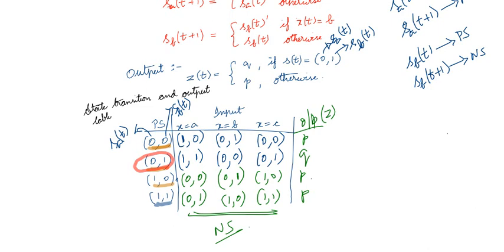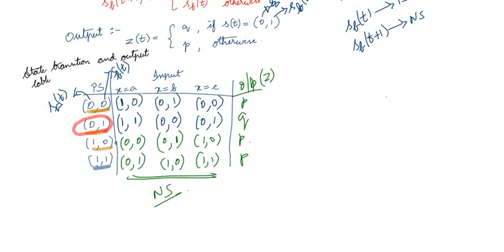Now we move into the state diagram. State diagram is very simple. We have to convert the table to the diagram. How many states are there? 4 states are there. 0, 0 is one state, and corresponding to 0, 0 the output is P. Remember, it is a Moore circuit where output depends only on the state. Output P or Q depends only on the state, not on the input.